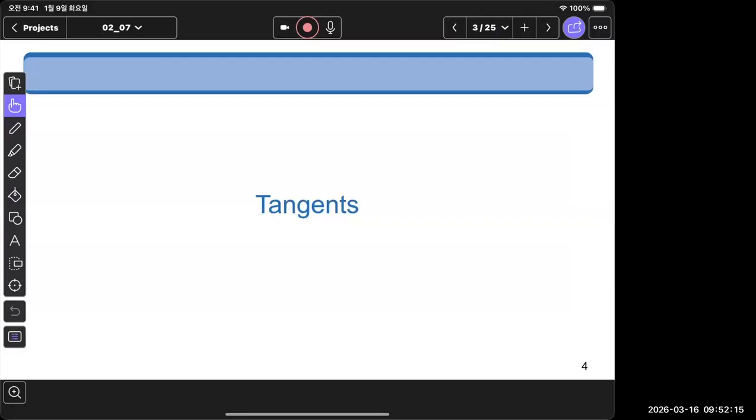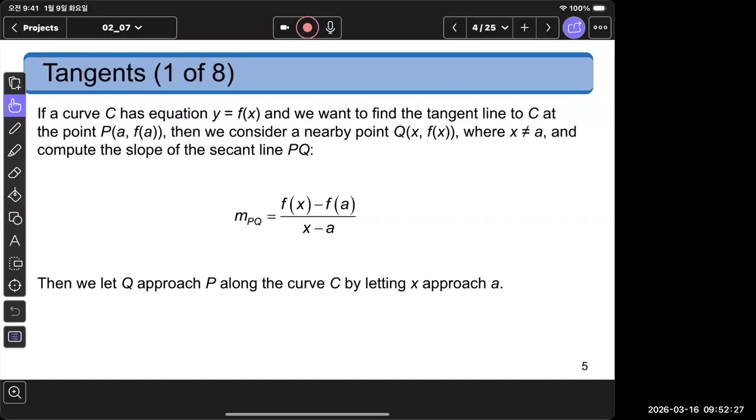Okay, now before we go to chapter 3, I want to go over the meaning of the tangent. First of all, suppose that we have a curve C, and that is the graph of the function f.